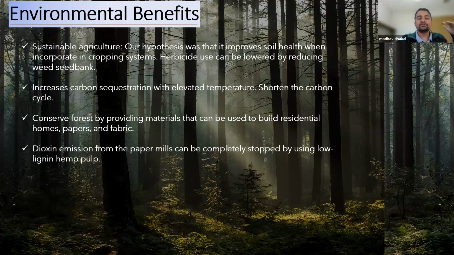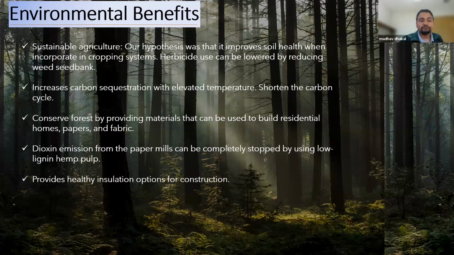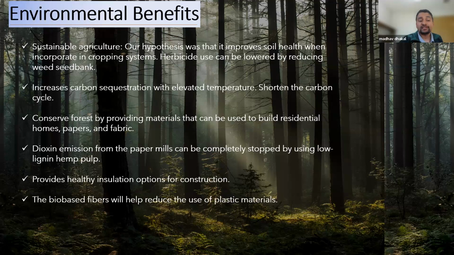And it conserves the forest by providing material that can be used to build residential homes, papers, fabric. Especially it can reduce emissions, like dioxin emission that comes from the paper mills. By using hemp, some of the toxic chemicals can be mitigated. And then it provides healthy insulation options for construction. The bio-based fibers can help to reduce the use of plastic materials, reduce the need for intensive irrigation, and help to save water, because the water use efficiency of hemp is much, much higher than some other row crops that we grow here in the US.